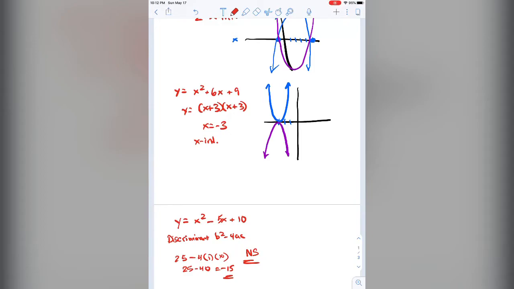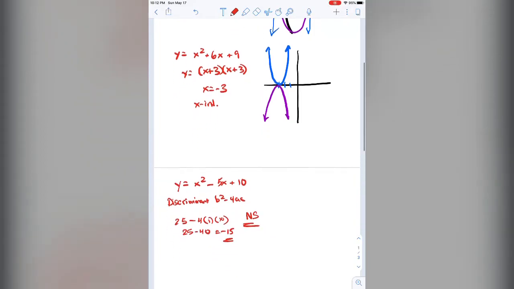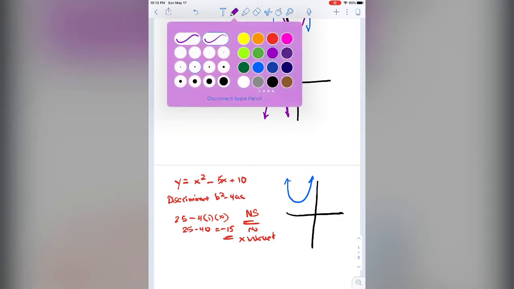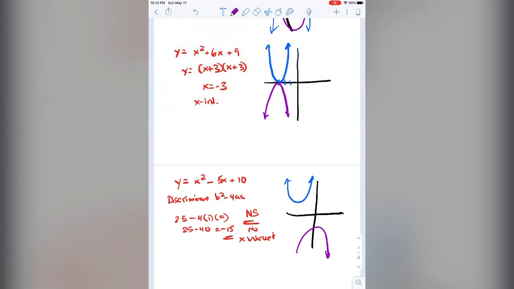Now, it doesn't mean it can't be graphed. What that means is there's no x-intercept. So that's one of these cases, where you have a graph, but now it's up here or it's down here. But either way, it never crosses the x-axis. So there's no solution because our solutions are our x-intercepts.